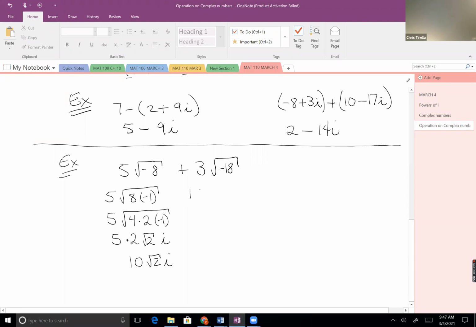In the same way, where I have the square root of negative 18, first I'm going to factor out that negative 1. And then for 18, the largest perfect square that divides it evenly would be 9, so 9 times 2 times negative 1. So that gives me 3 times the square root of 9, which is 3, times the square root of 2. And then the square root of negative 1 is i. So that gives me 9 radical 2i.